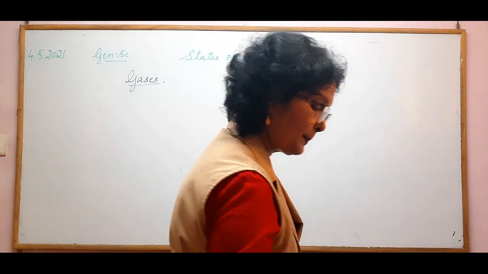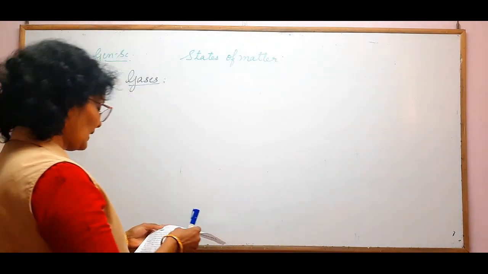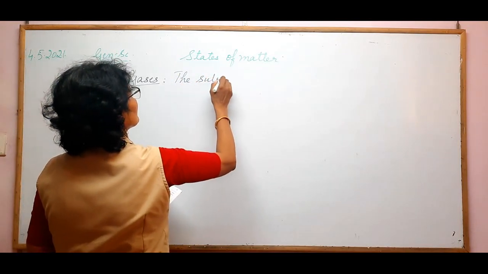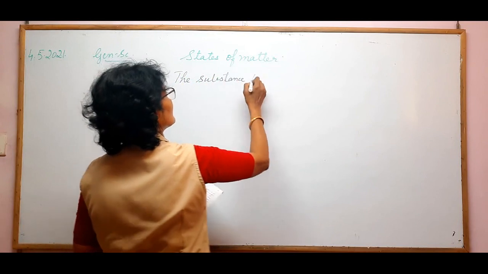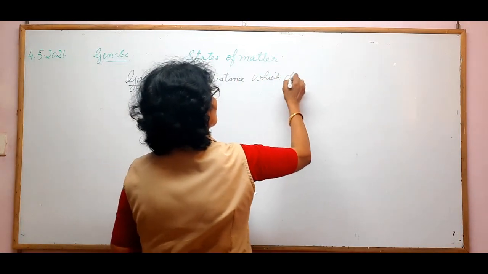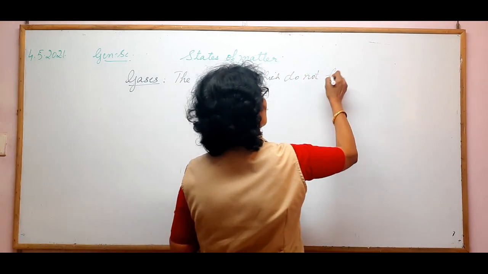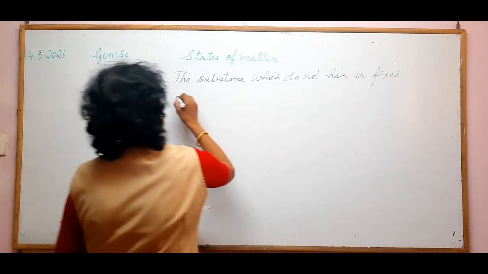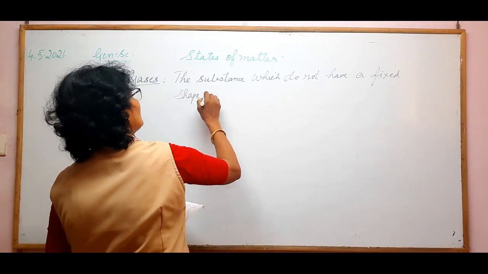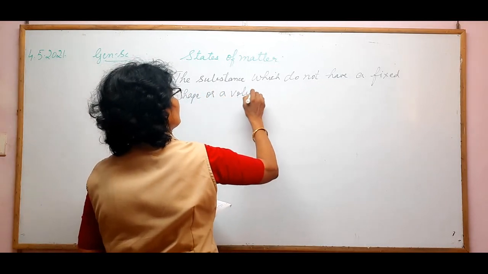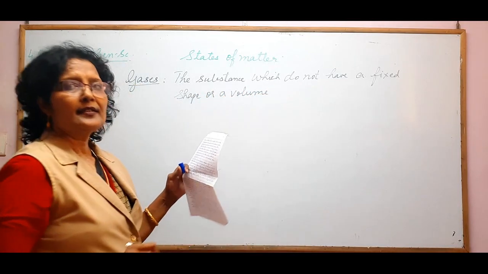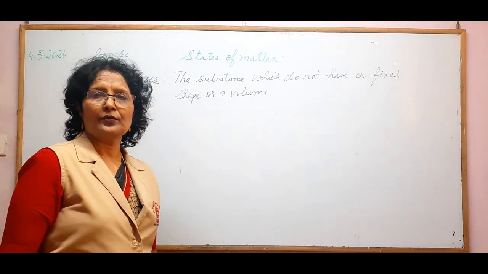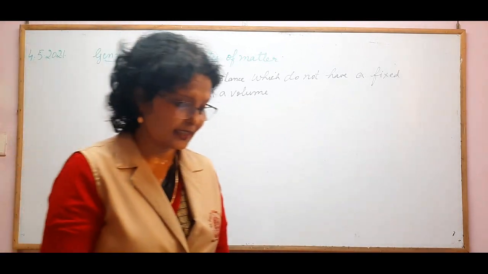So when we say gases, they are substances which do not have a fixed shape or a fixed volume, okay? Gases are substances which do not have a fixed shape nor a fixed volume. It spreads easily.